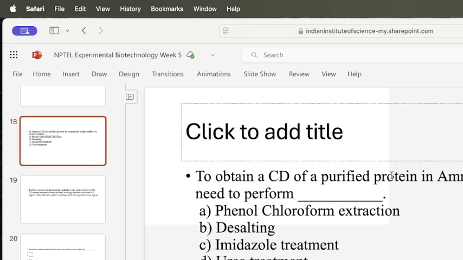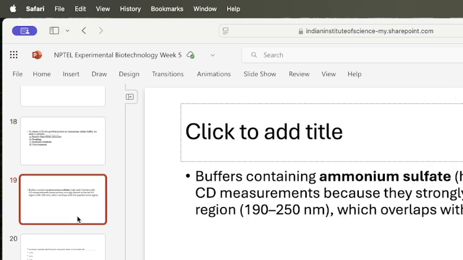But generally, to preserve the nature of the column, people do not use your desalting columns for when it is done with ammonium sulfate, although this method is called desalting. So the right answer here is desalting, option B.